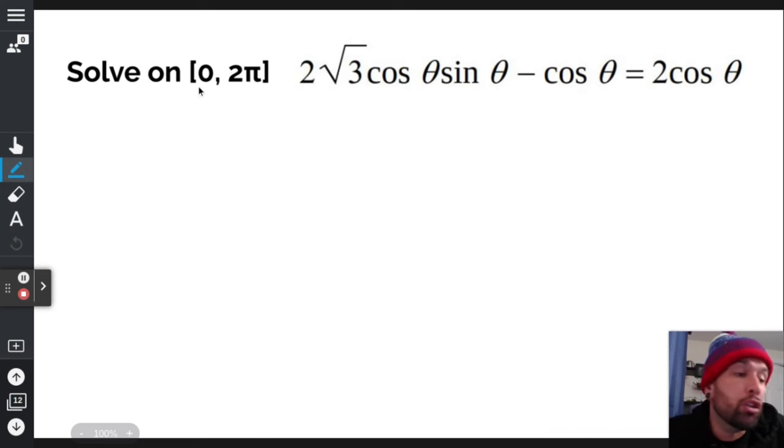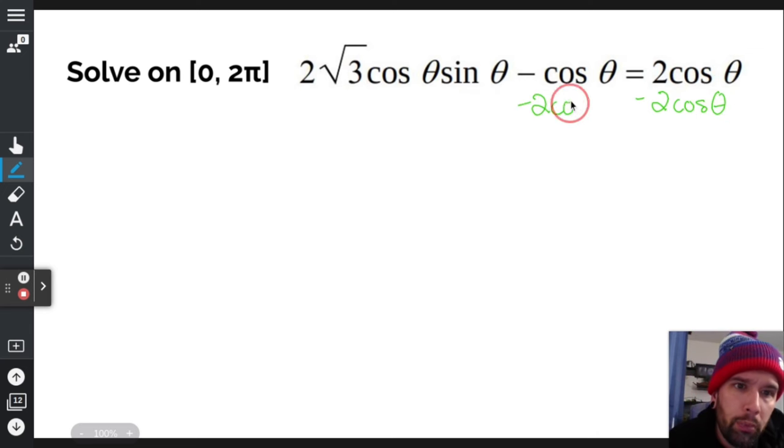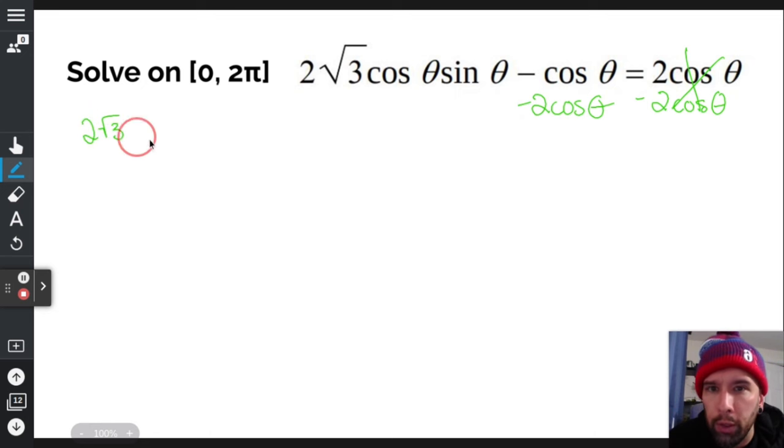All right, for this one, I actually do have an interval, which makes life a little bit easier. But this problem is still kind of gross, except for the fact that I have a bunch of coses lying all over the place. So let me get rid of the one that's over here. Let me subtract 2 cos theta from u. Seems to make sense. So now I have 2 root 3 cos theta sine theta minus 3 cos theta equals nothing.